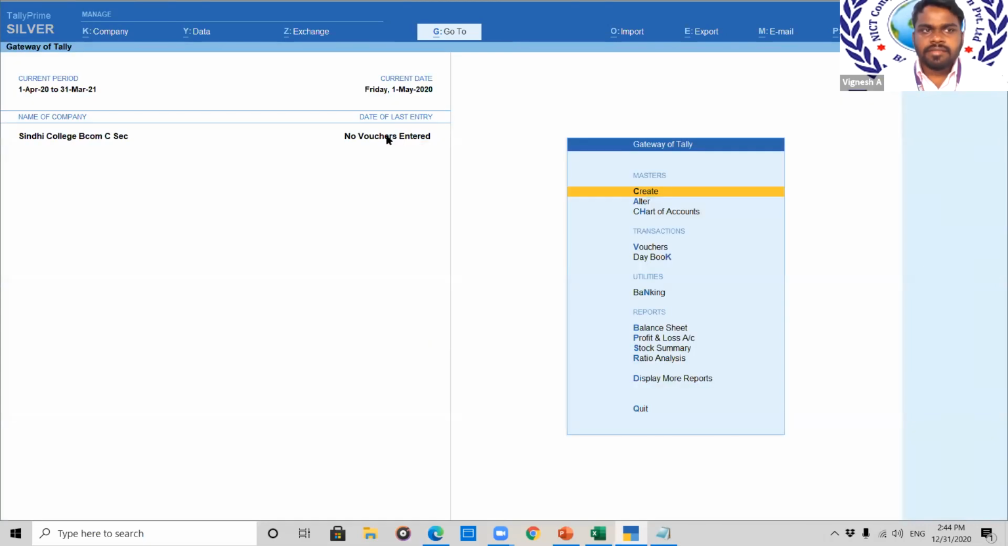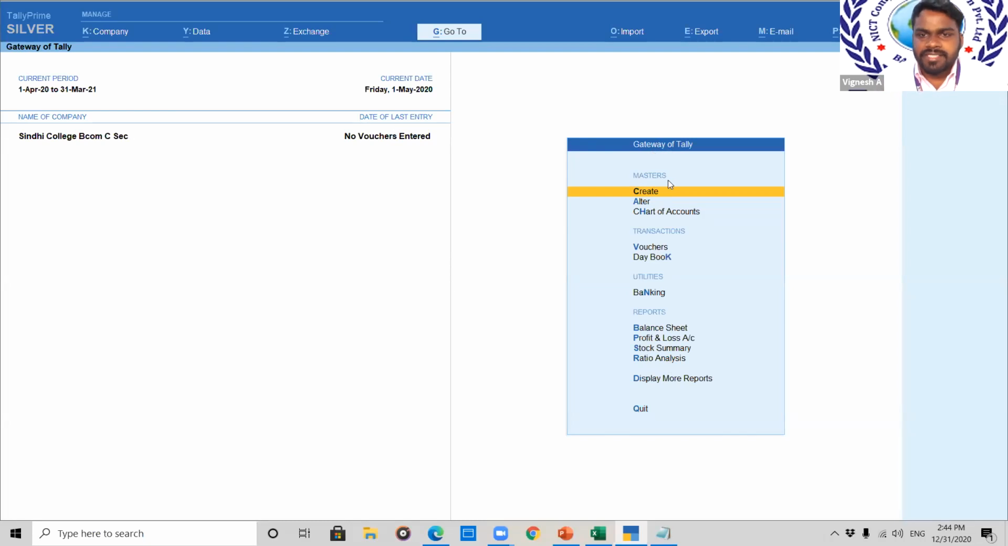Okay, as I told you in yesterday's class, this is your home screen, that means your company's home screen. This is the gateway of Tally, from where you do all the work. When you open a company, this screen appears for you. So from there itself, we can have the workflow details.